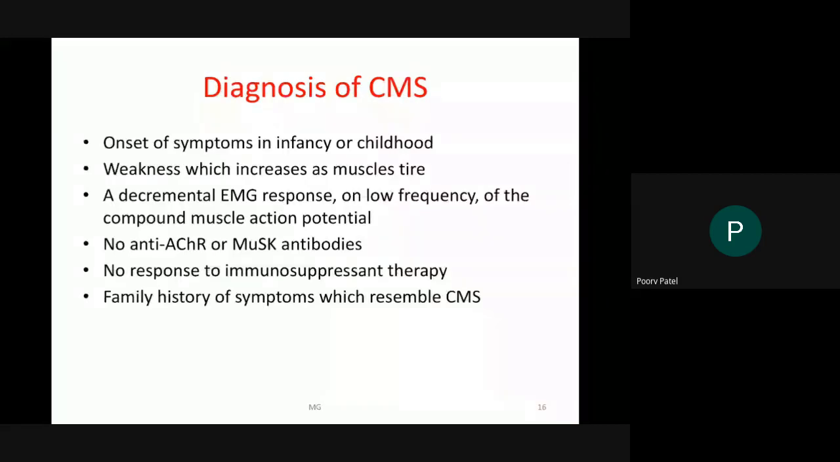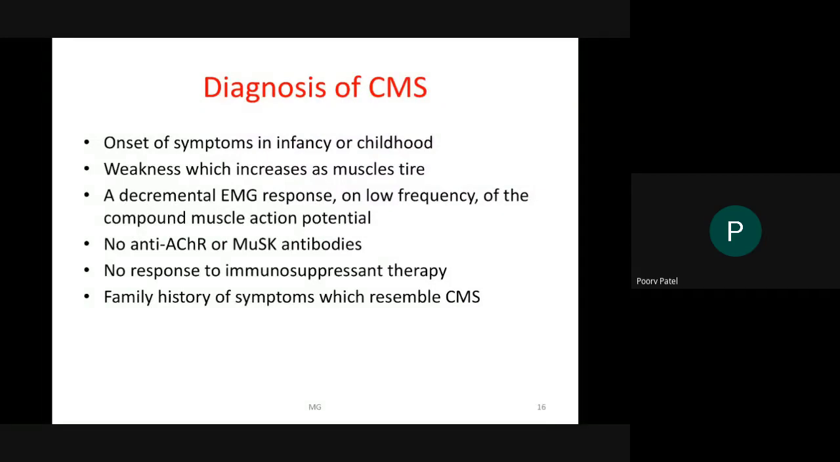So you should remember it will always have a decremental EMG response. No anti-acetylcholine or binding proteins of the receptors present, they will be negative. Why will they be negative? Because it is not an autoimmune response. The body is not responding. It is something that is obtained from the mother itself. So there will be no anti-acetylcholine antibodies.